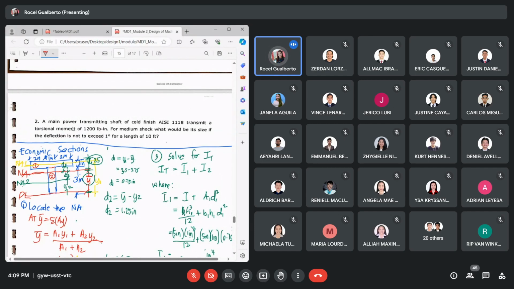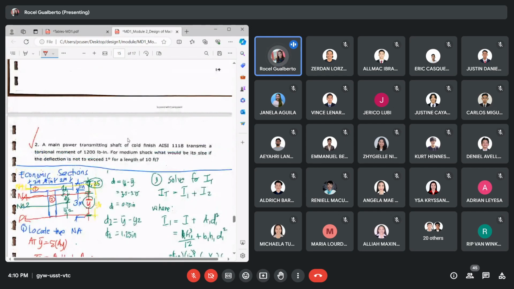A mean power transmitting shaft of cold finish AISI 1118 transmits a torsional moment of 1,200 pound-inch. For a medium shock, what would be its size if the deflection is not to exceed 1 degree for a length of 10 feet? Okay? You try to answer po problem 2.